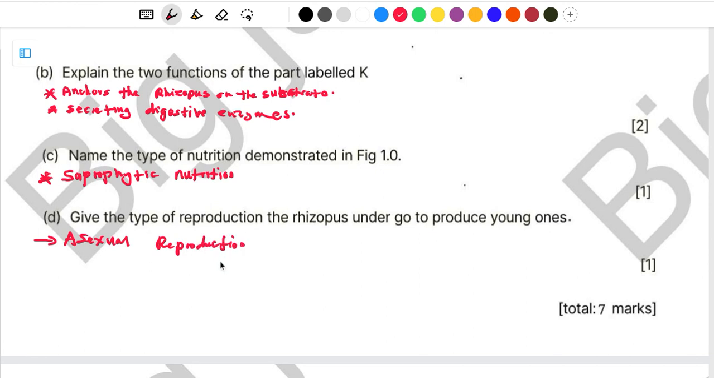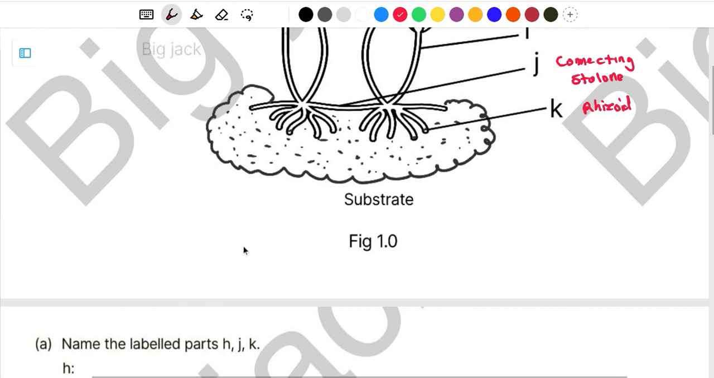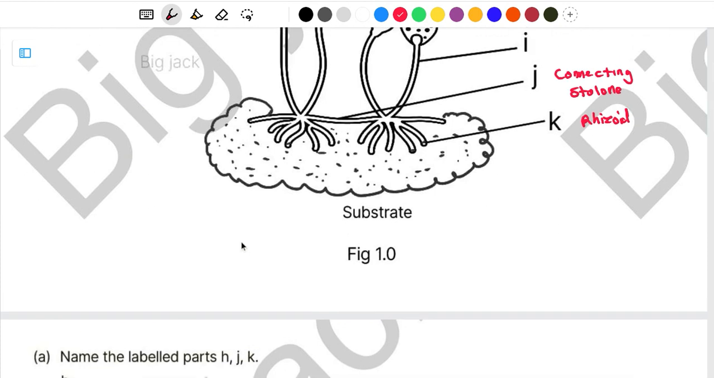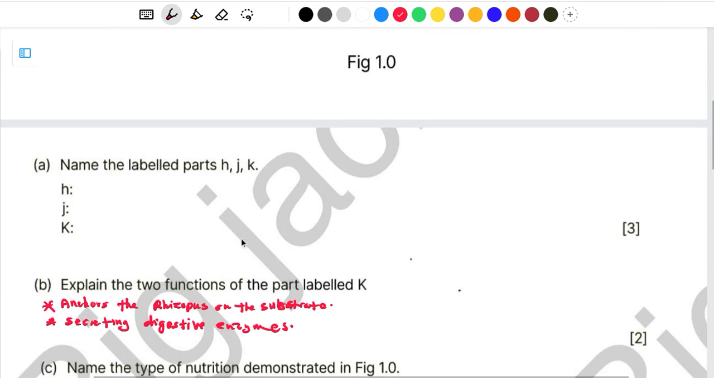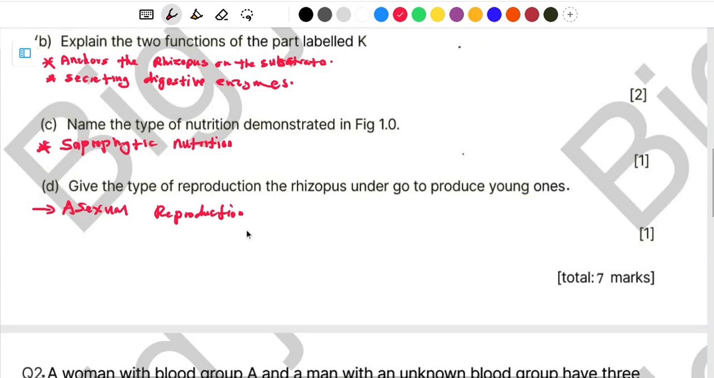So what usually happens here is that once the spore lands on an area which is conducive for them to germinate, they will be able to germinate. So that is one thing that you need to know.